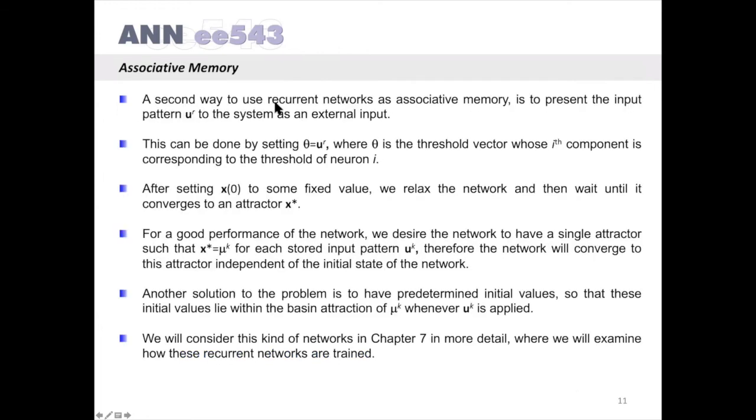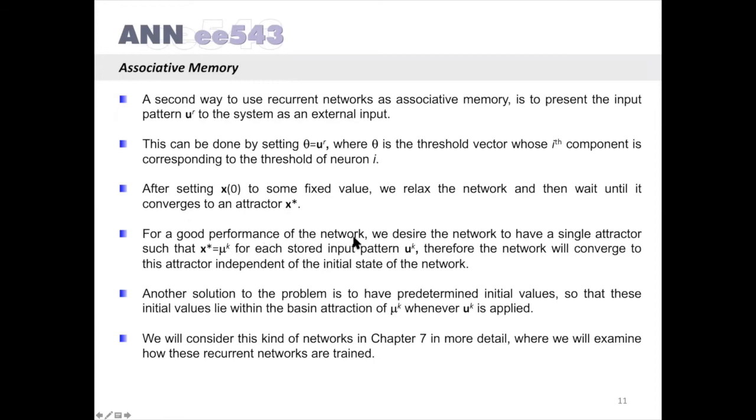A second way to use recurrent networks as associative memory is to present the input pattern u_r to the system as an external input. This can be done by setting theta equal to u_r, where theta is the threshold vector whose ith component corresponds to the threshold of neuron i. After setting x0, that is the initial state, to some fixed value, we relax the network and wait until it converges to an attractor x star.